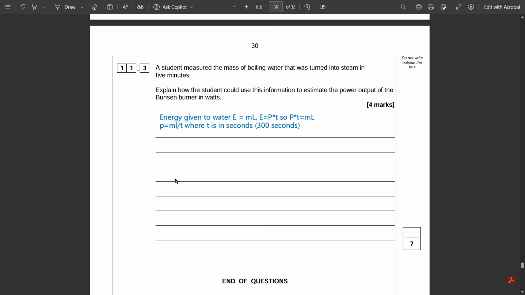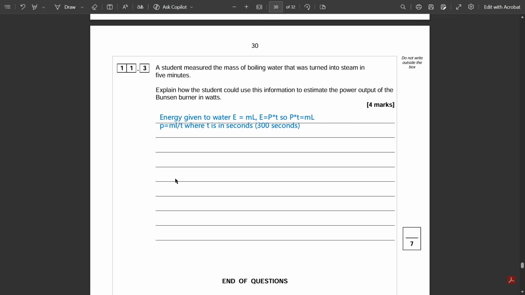And then for 11.3, a student measured the mass of boiling water that was turned into steam in 5 minutes. Explain how the student could have used this information to estimate the power output of the Bunsen burner in watts. And that's because the energy given to the water equals mass times the latent heat of fusion. Actually, I think because it's boiling, it's latent heat of vaporization. And then energy equals power times time. So you sub that in to get power times time equals mass times latent heat of fusion.